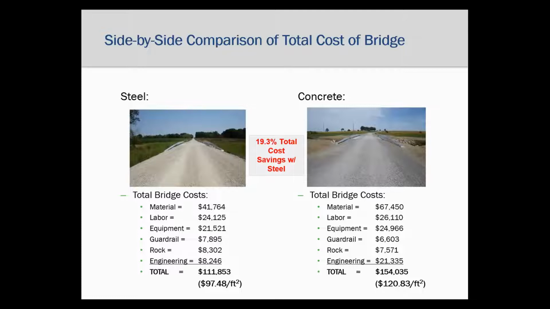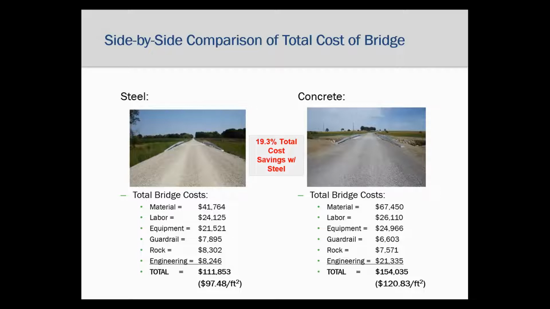This shows the total cost for the two bridges, where the costs are broken into material and labor, equipment, guardrail, rock, and engineering. And we can see that for the total cost for these two bridges, the steel bridge has a 19% savings over the concrete bridge. The costs are calculated based on the square footage of the deck area for an equivalent comparison, since the concrete bridge is 3 foot longer.